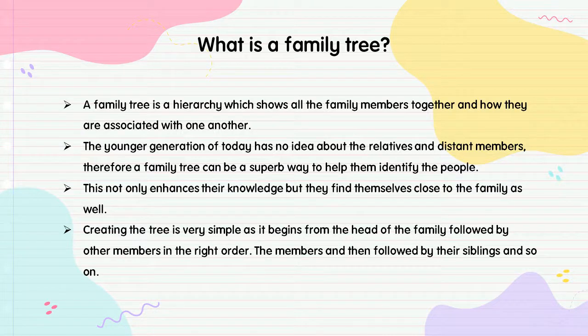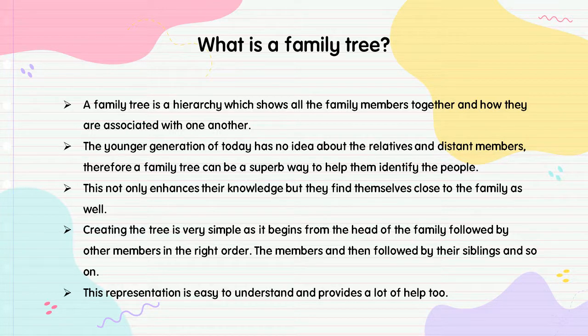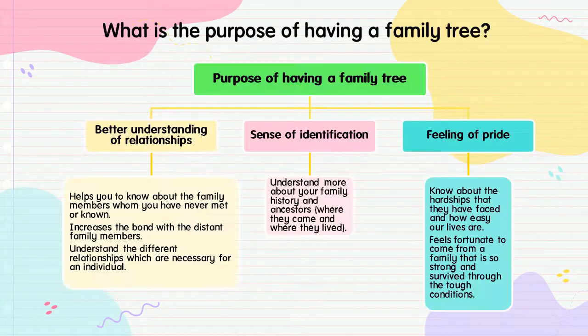Creating the tree is very simple as it begins from the head of the family followed by other members in the right order, the members and then followed by their siblings and so on. This representation is easy to understand and provides a lot of help too. What is the purpose of having a family tree? If you can see here, there are three main purposes of having a family tree.